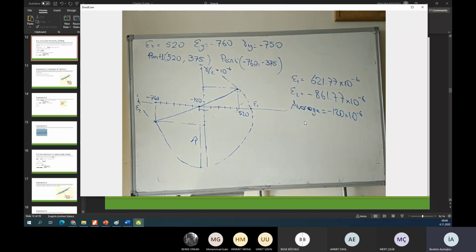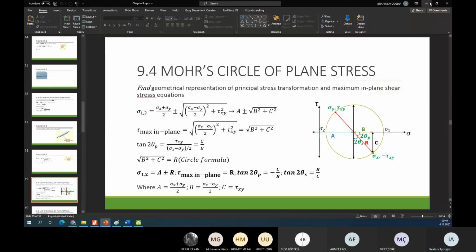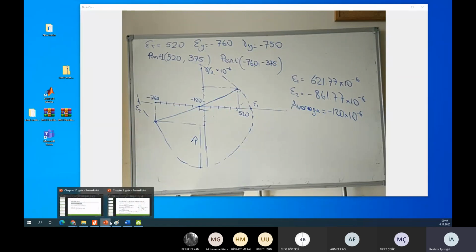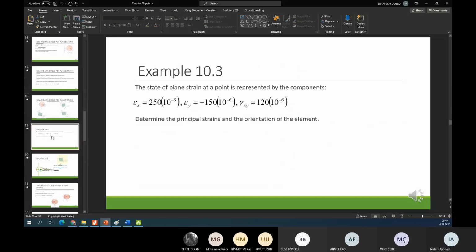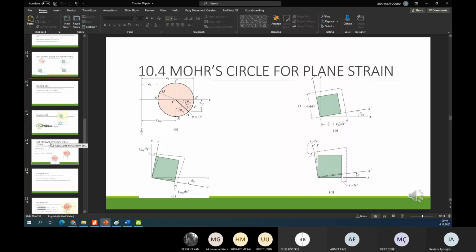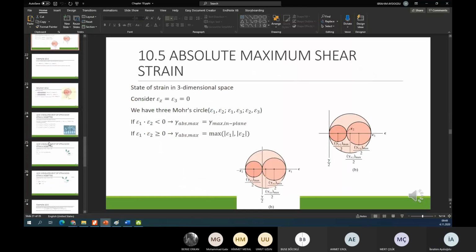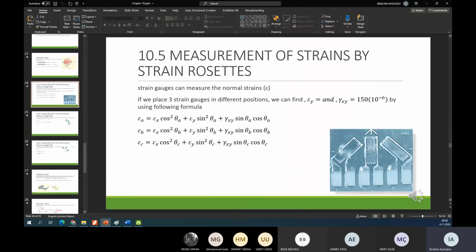Okay, I prefer to combine the strain transformation with the stress-strain transformation. What is the meaning of stress-strain transformation? For example, I'm opening chapter 9. Where's my chapter 10? Yes, like this. Where is my Mohr circle? Maximum. Yes, this one. I want to combine with maximum shear strain by strain rosettes.